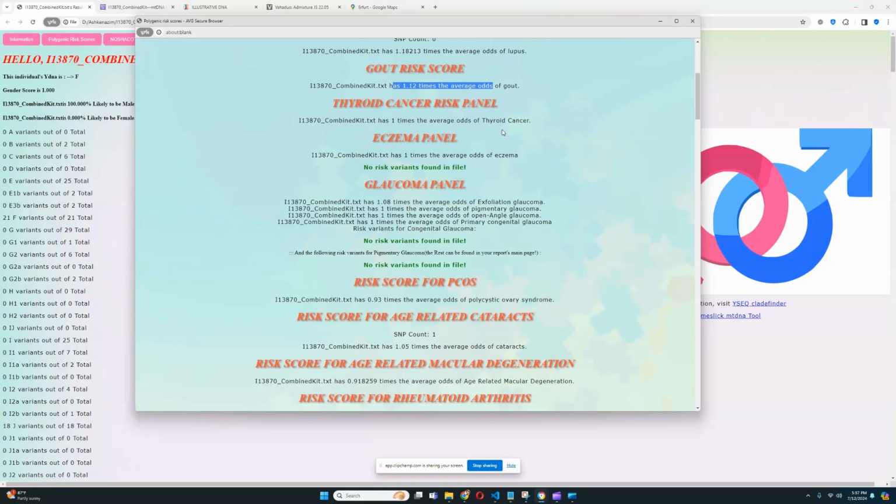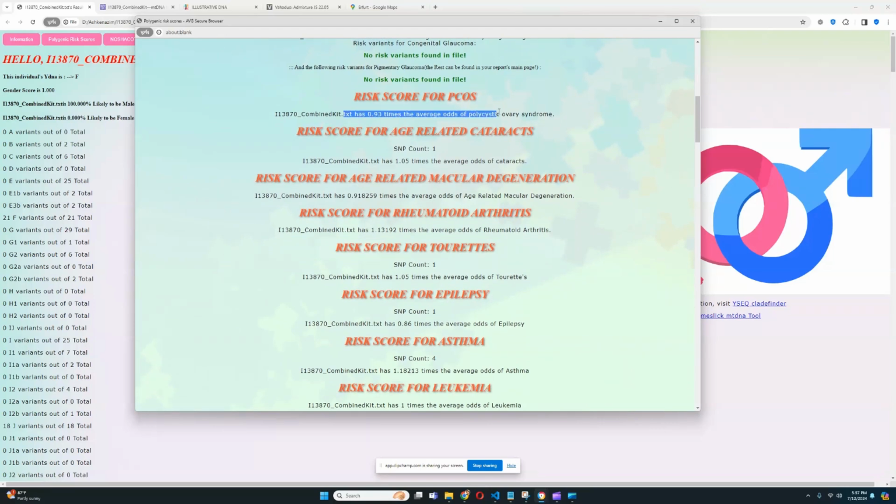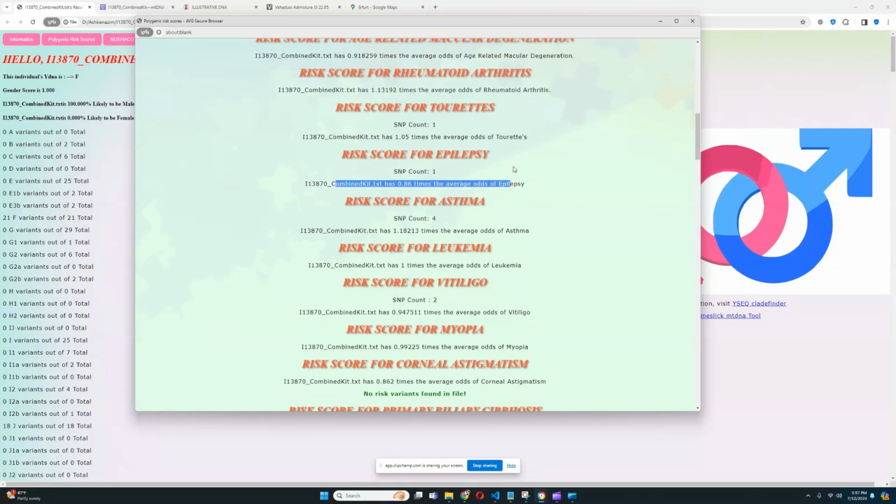Higher than average odds for gout. He's got slightly below average odds for polycystic ovary syndrome, which is good, but he's not a female, so it's not very relevant. Slightly below average odds for AMD, which is really good. Slightly above average odds for rheumatoid arthritis, which is really good. Slightly below average odds for epilepsy, which is also really good.